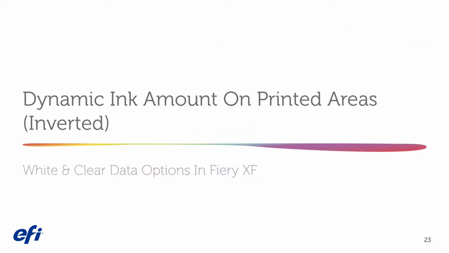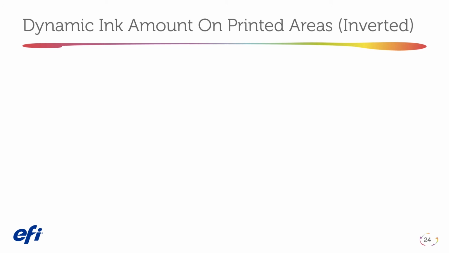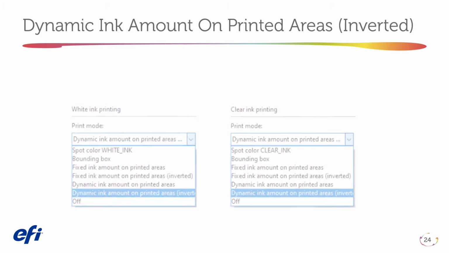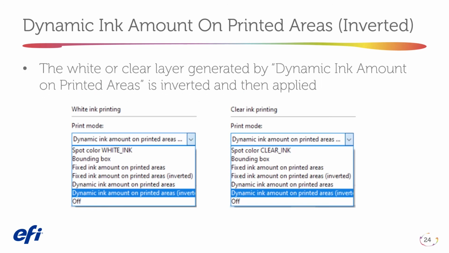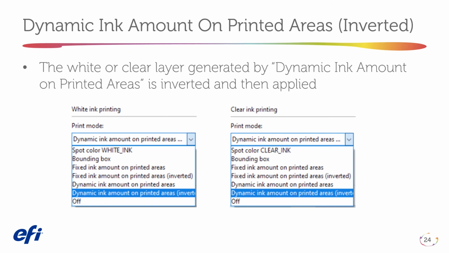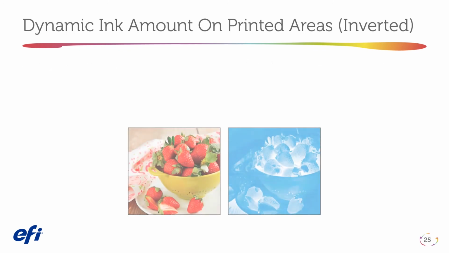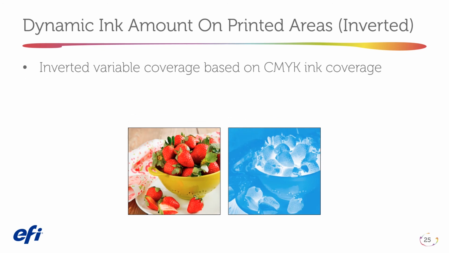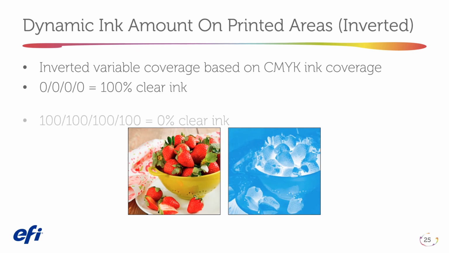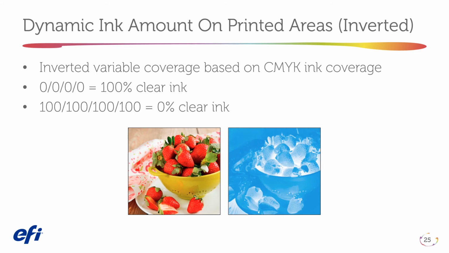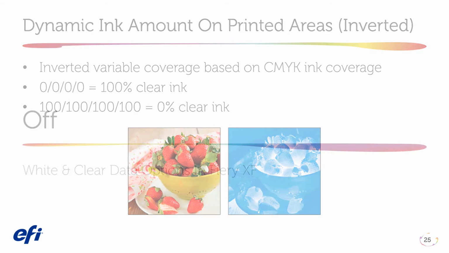Dynamic ink amount on printed areas inverted. The white or clear layer generated by dynamic ink amount on printed areas is inverted and then applied. Inverted variable coverage based on CMYK ink coverage, where 0000 or media white represents 100% clear ink, as seen here, and full 100, 100, 100, 100 of CMYK represents 0% clear ink.